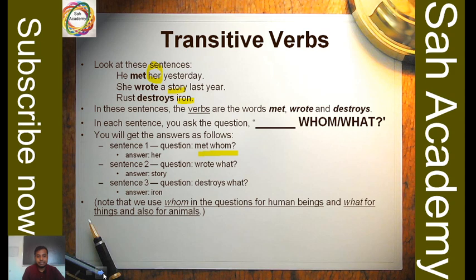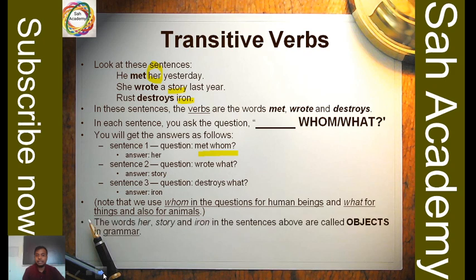The words her, story, iron in the sentences above are called objects in grammar. These all are objects. So a transitive verb is therefore a verb which has an object. Remember that a transitive verb is a verb which has an object. Clear? Now comes the next part, what is an object?